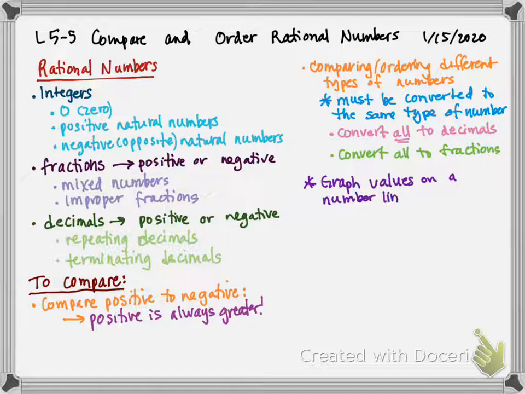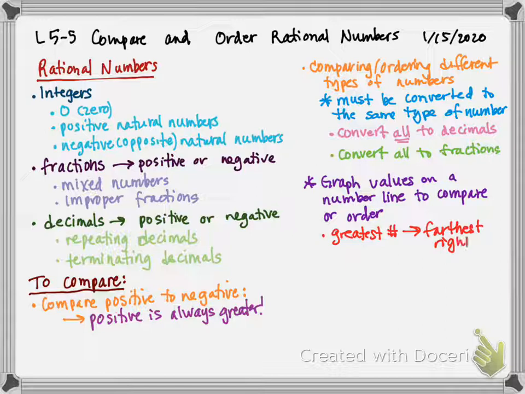To compare or order. Okay, so the number that would be considered greatest is going to be the one that's farthest right. And the number that's going to be considered the least is going to be the one that's farthest left. Okay? So we're going to get into examples in the next screen.